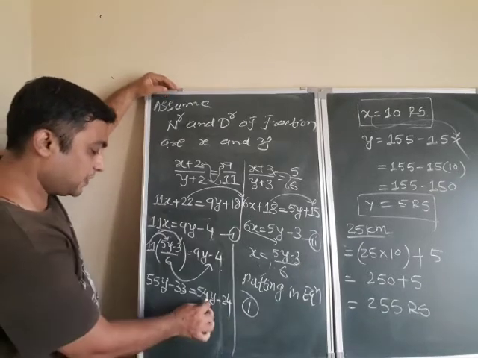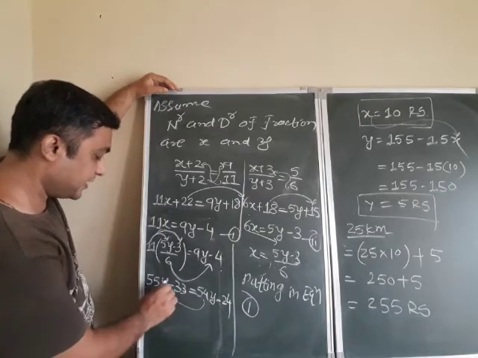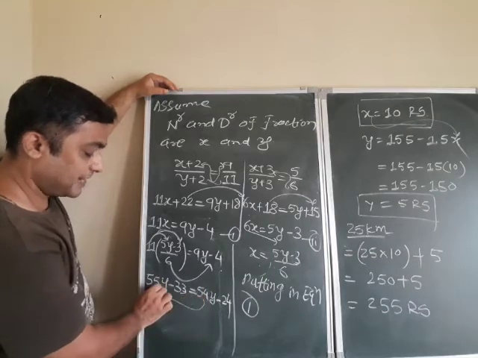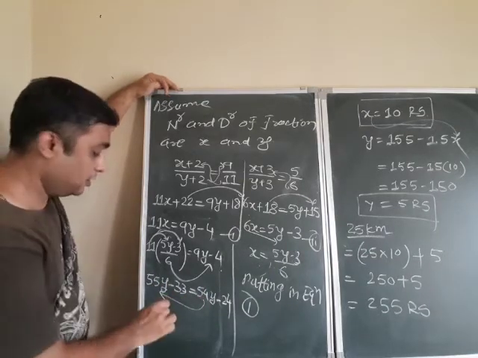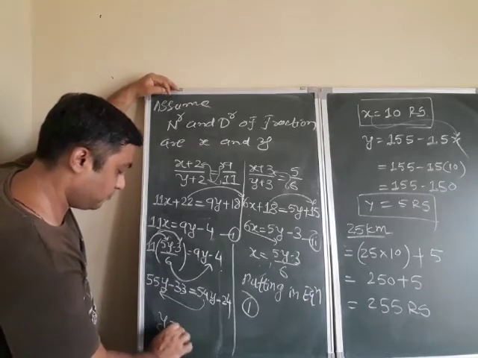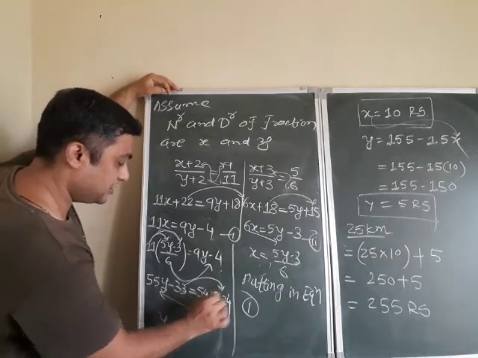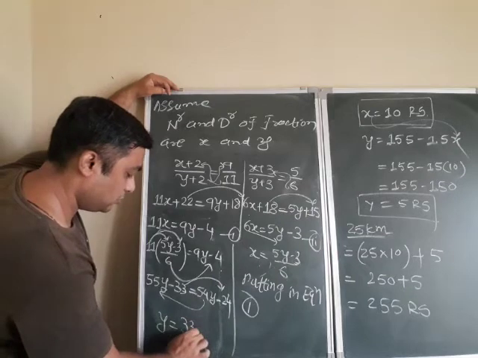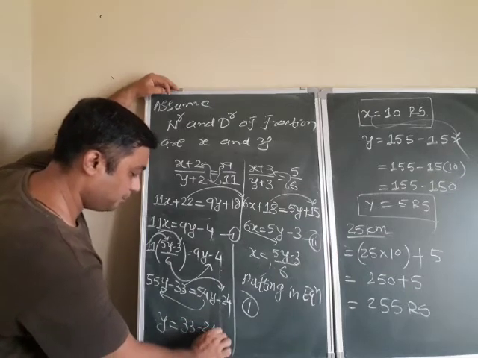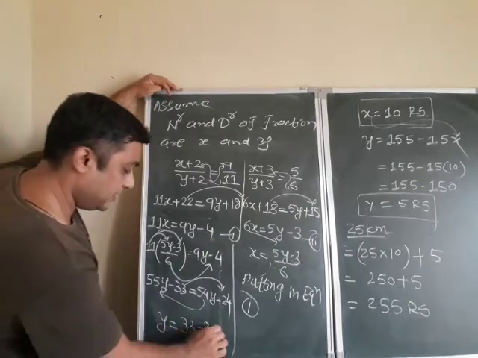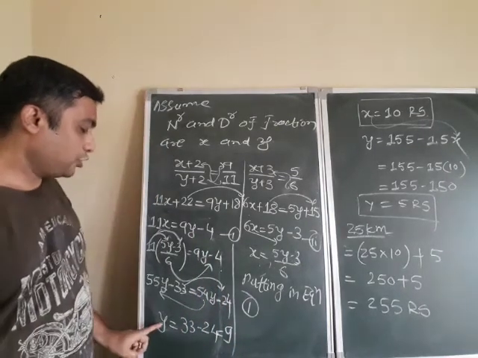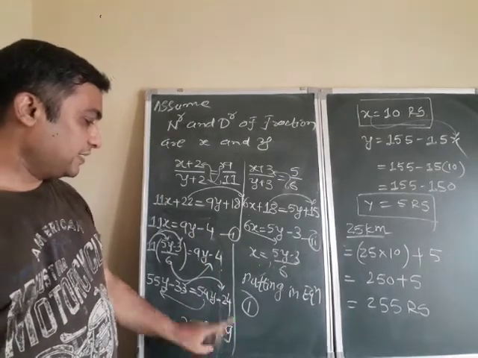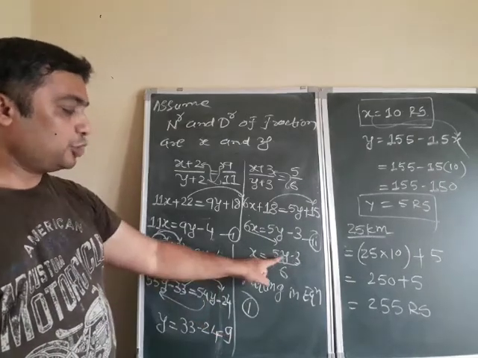Okay. Now this plus 54y you can take on this side. So 55y minus 54y, the 54 cancels out from 55. So remaining is y. Minus 33 on this side, so it is plus 33 minus 24. 33 minus 24 comes to be 9. So the value of y is 9. This 9 you substitute here.